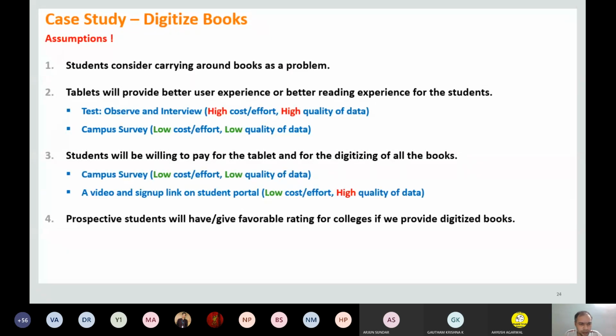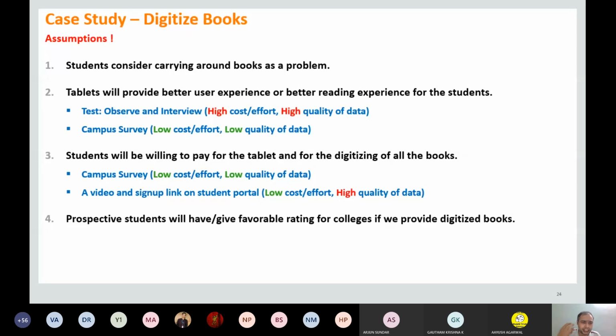Then if the students are willing to pay for the tablet, you can conduct a campus survey, or you can tell them these are the advantages of the tablet and the disadvantages of carrying the book. Rather, if you have a tablet with you, these are the things. There's a nice video coming up, like how you invite the students to join your team, or like you could see a lot of promotion activities happening everywhere inside VIT during our normal working days. And at the end of the video, they'll tell this is a sign up link. Please sign up, and this is going to cost you low.